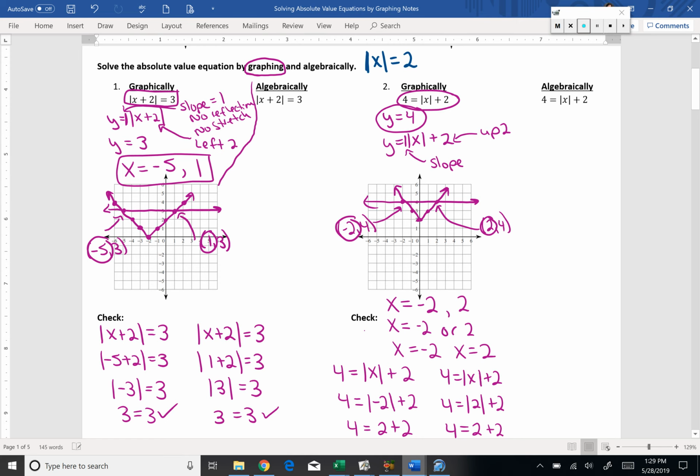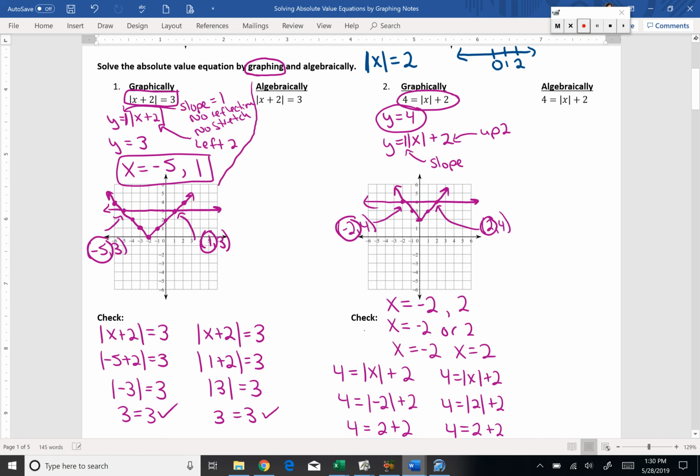In order to solve it though, we need to go back to that definition of absolute value. Remember, absolute value is the distance a number is from 0. So if I have the absolute value of x equals 2, that means I need to figure out what numbers have an absolute value of 2. What numbers have an absolute value of 2? So in other words, what numbers are 2 away from 0? We've got a couple different ones.